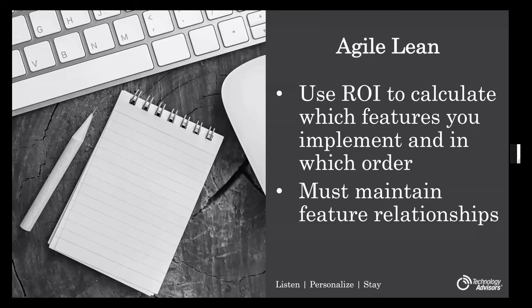So if you're doing a lean agile approach, you can actually use ROI to calculate the features you implement and then implement them in that order. The caveat is that features have relationships to other features. And so you must maintain a precedence so that if I can't implement campaigns unless I've already implemented leads, for example. So you've got to keep that precedence going.